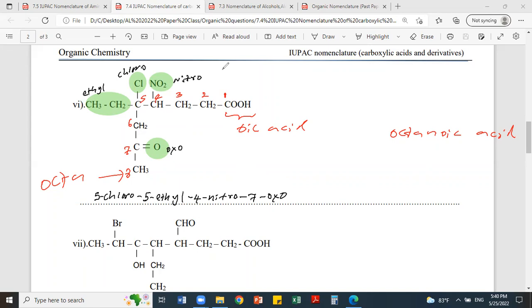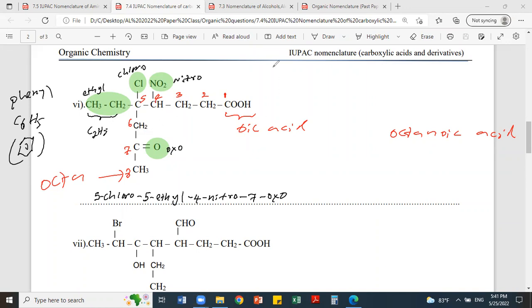For nitro, 7-oxo. There's no phenyl group here. This is an ethyl group. After chloro, you should get ethyl, right? Not phenyl. Phenyl group is C6H5, or if a benzene ring is attached, that is called a phenyl group. This is ethyl, C2H5. Ethanol, ethyl alcohol, is C2H5OH. That is the ethyl group.